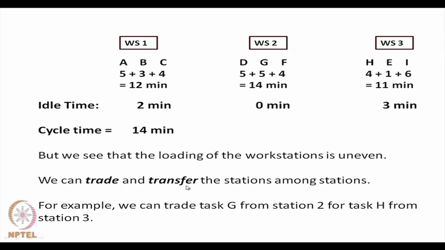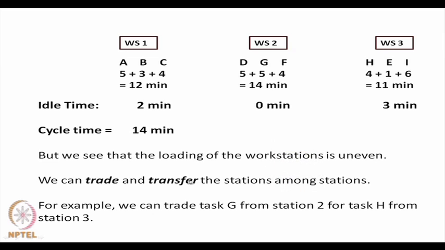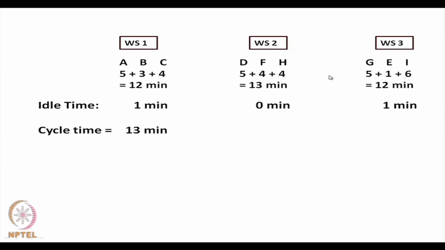So, what we do? We trade and transfer certain stations. Now, what we do here? We have transferred G from workstation 2 and H of workstation 3. That means, we have brought H here and G we have taken there. So, G has gone here with 5 as the element time and H has come here with 4 as the element time. Thus, here it is 13 minutes instead of 14 and here it is 12 minutes instead of 11. Thus, the idle time is to an extent of only 1 minute and the total cycle time is 13 minutes and the precedence relationships are maintained. As you will see, D, F and H we can check here.